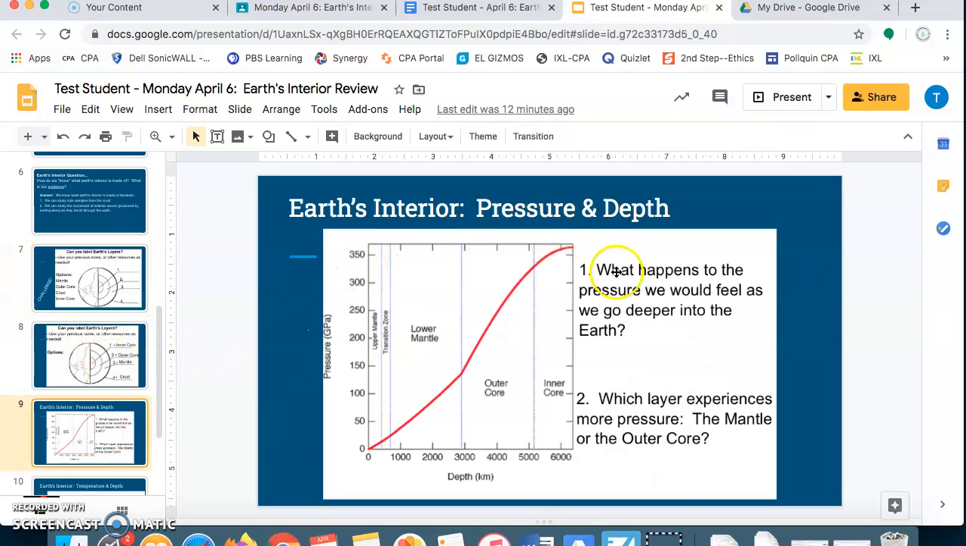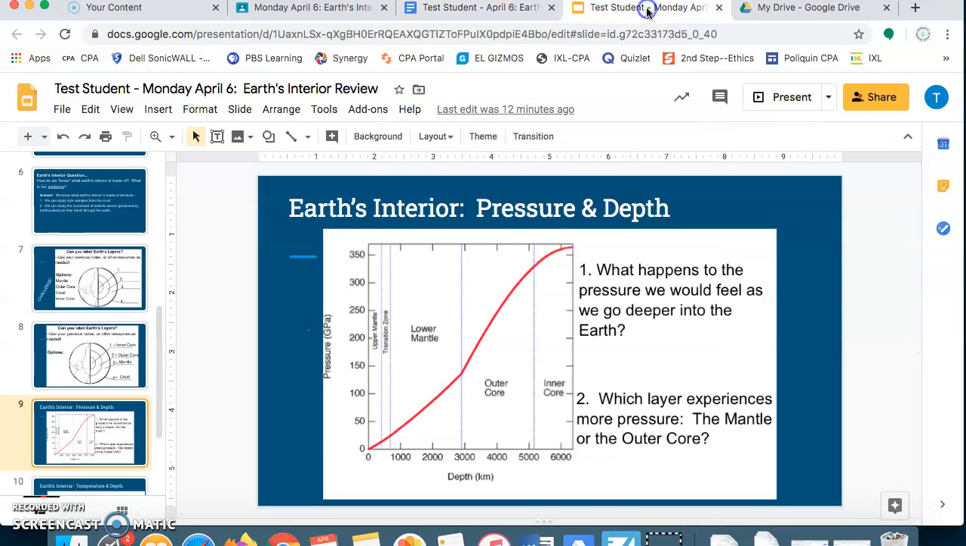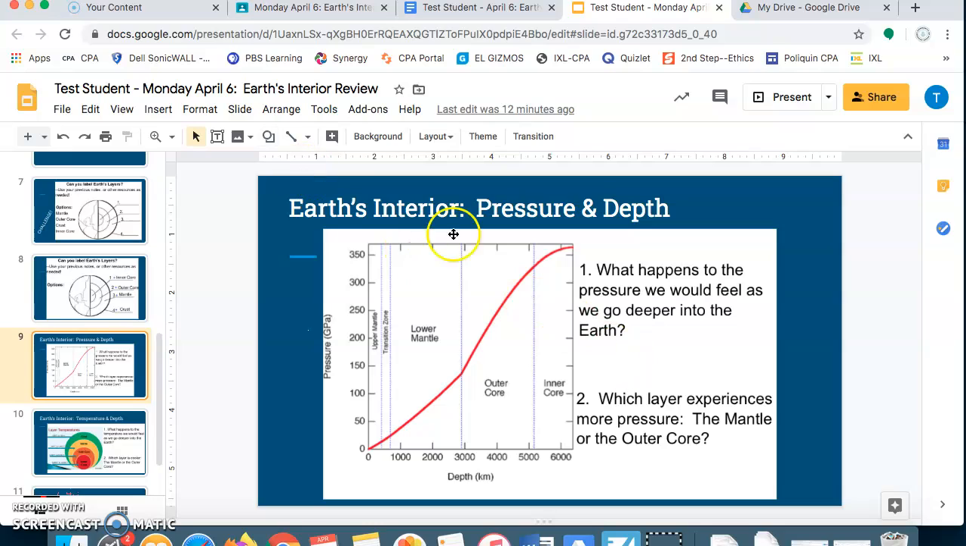Okay, Earth's interior, pressure and depth. What happens to the pressure we feel as we go deeper into the Earth? So we have to know what pressure means, we have to know what deeper means. Well, you have your vocab answers here. You also have them earlier in our slides. But let's go off the general understanding that pressure is like squeezing.